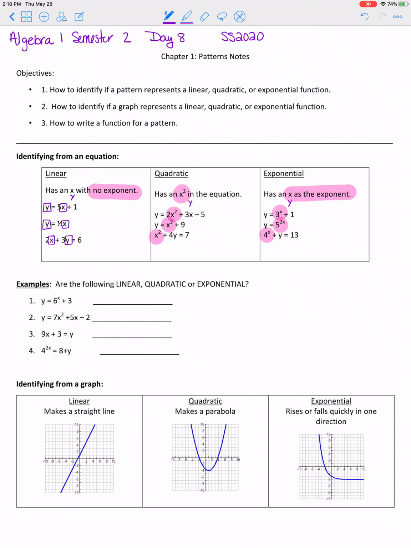All right, in example number 1, the x is the exponent, which means that this is exponential. In example number 2, x is the base, and the largest exponent I see is 2, which means that this is a quadratic. In example 3, x is a base without any exponent, so this is linear. And in example 4, x is the exponent, which makes this exponential.